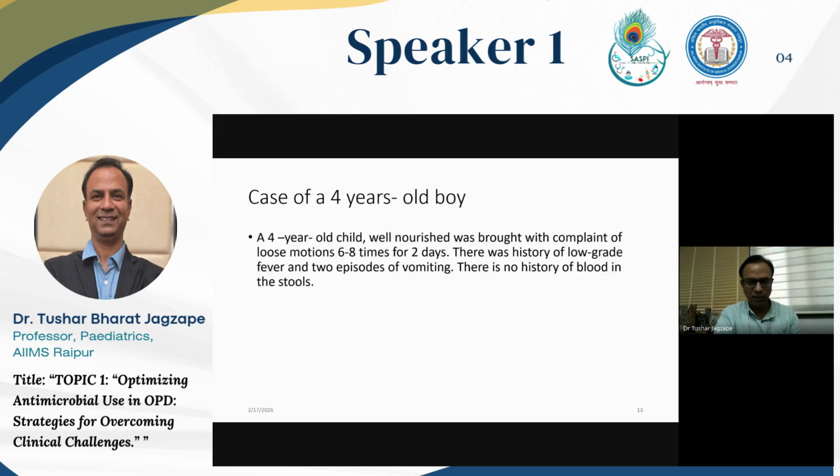Coming to the next case, it's a 4-year-old child who was well nourished, was brought with a complaint of loose motions 6 to 8 times for 2 days. And there was a history of low-grade fever and 2 episodes of vomiting. There is no history of blood in the stools.